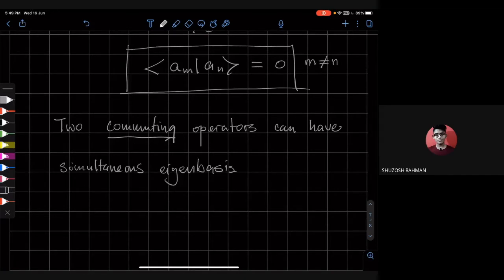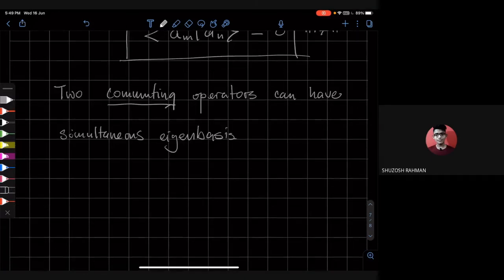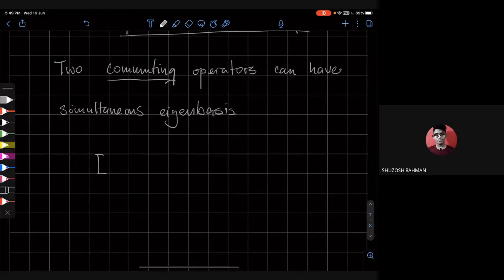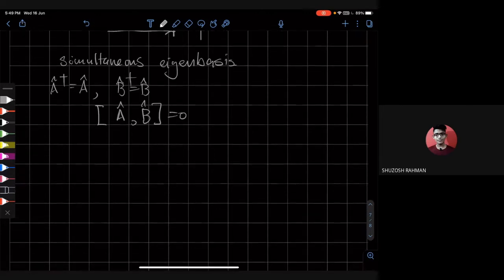Okay. So what do I mean by that? So suppose that you have two operators, A and B, and they commute. So they are Hermitian. And they commute. Now suppose that you have some eigenbases for A. So A acting on, say, A of M gives me AM, right?